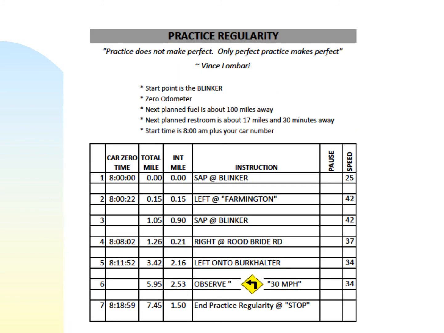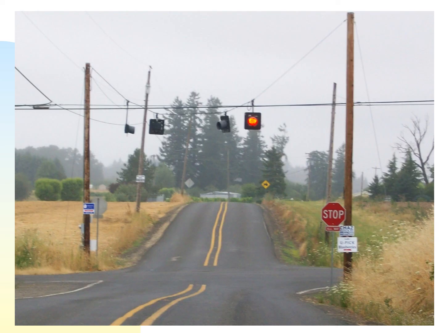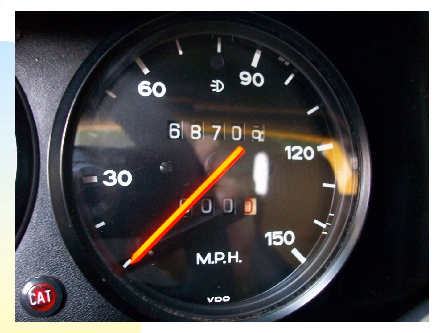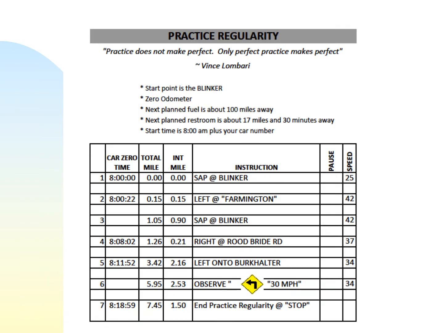So here's some instructions. Let's walk through these instructions and see what we need to do. So we're going to leave here at 8 o'clock plus our car number. So if we were car number 3, we would leave here at 8:03. We'd zero our odometer. We'd be looking to go straight as possible at a blinker. And once we did that, we would start averaging 25 miles an hour. So here we are, we're at our blinker. We set our odometer to 0, and we're good to go.